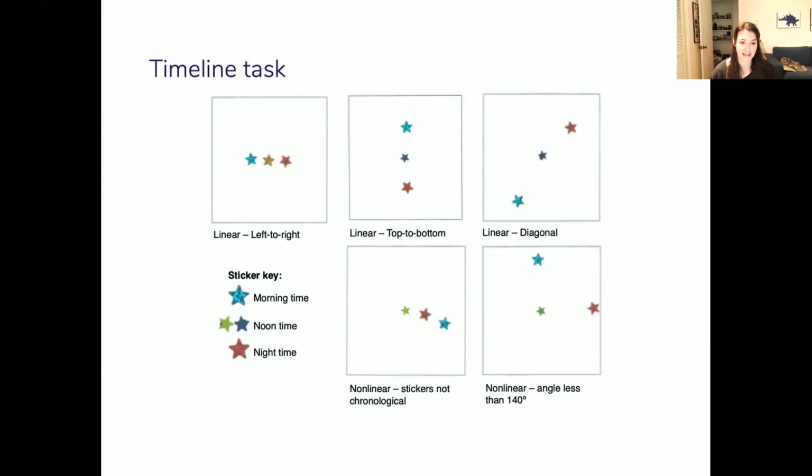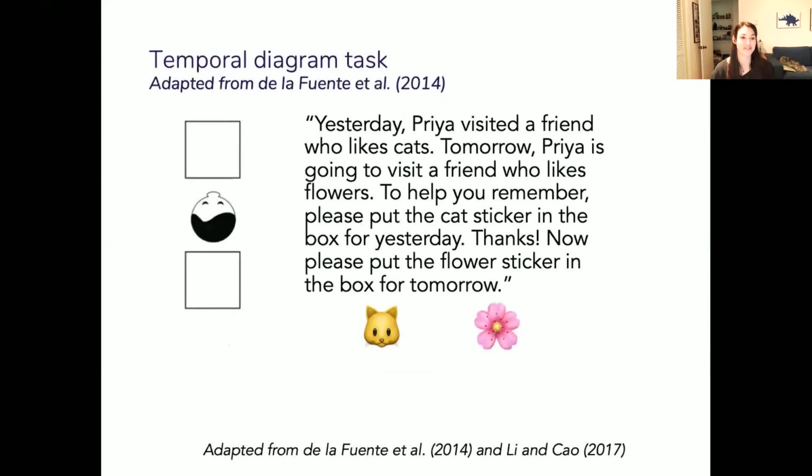As you can see, these were done with actual stickers. We also had children do this temporal diagram task that we adapted from De La Fuente and colleagues. On this task, kids were shown a diagram like this with a character in the middle and a box in front and behind the person.